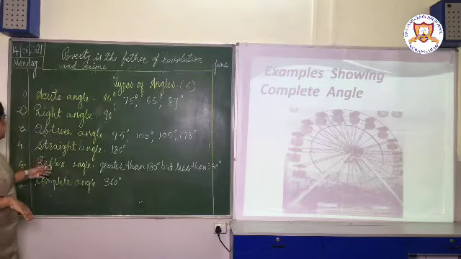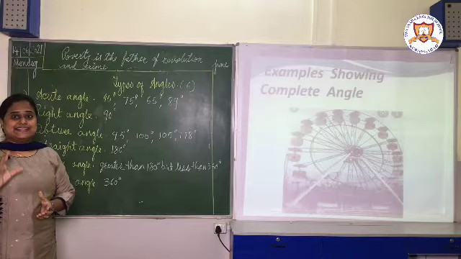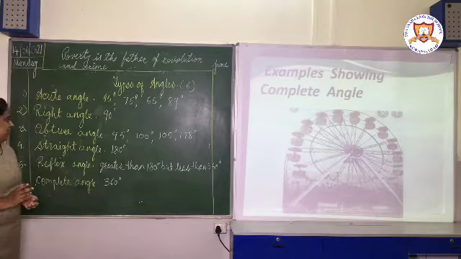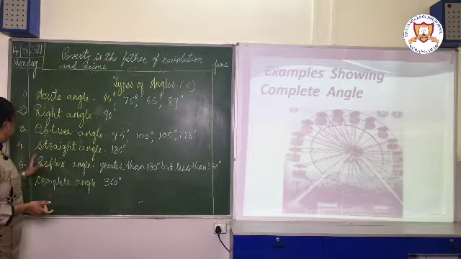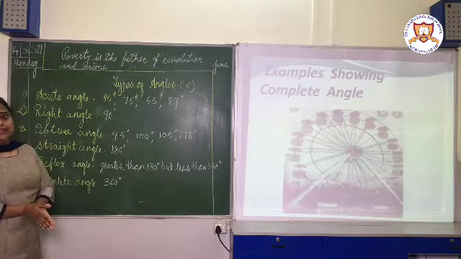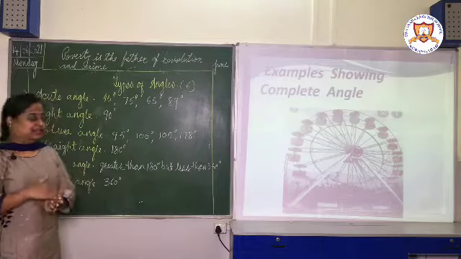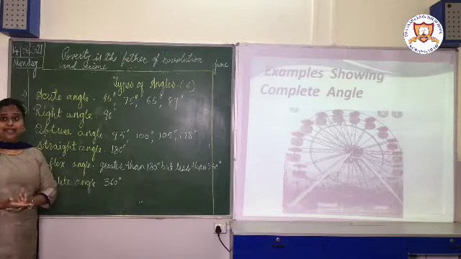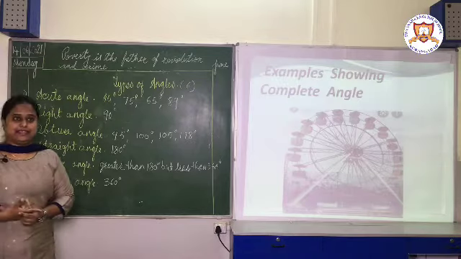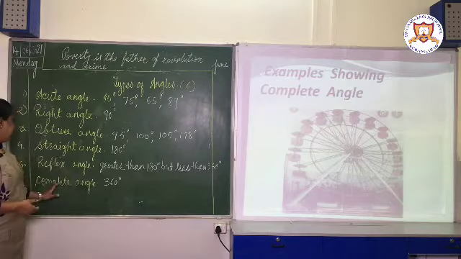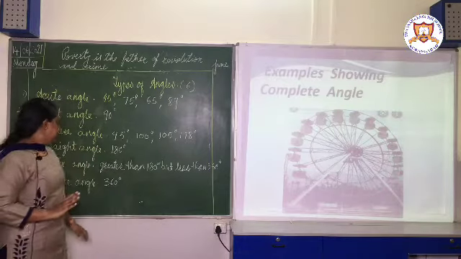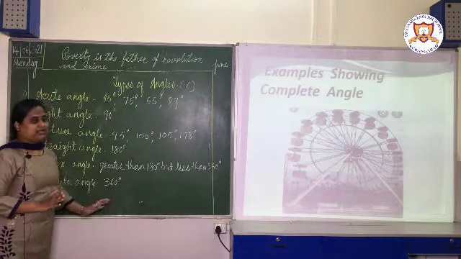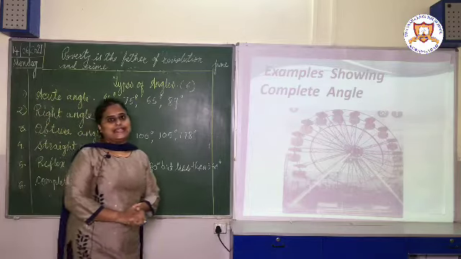Okay, then next it is what? Straight angle. Straight angle has exactly 180 degree. If an angle's measure is that, then we can say it is a straight angle. And then the fifth one is a reflex angle. Reflex angle has a measure greater than 180 degree but less than 360 degree. That angle is called reflex. And the very last is complete angle. The angle whose measure is exactly 360 degree is called a complete angle.